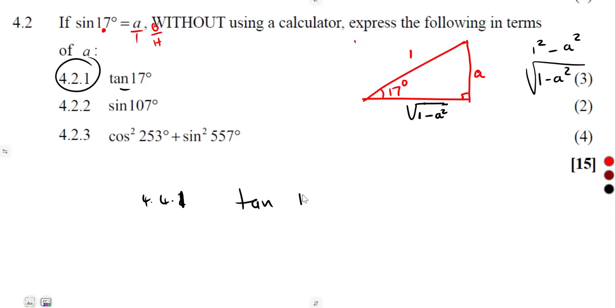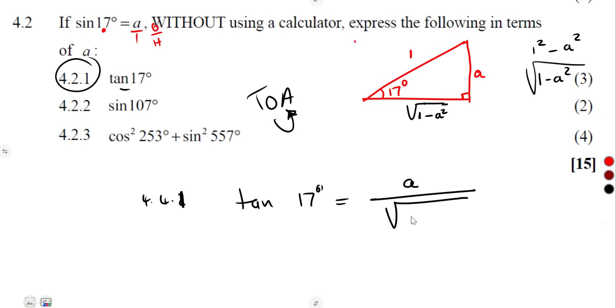The tan of 17 degrees. Remember, tan from our SOH CAH TOA is opposite over adjacent. So this is our opposite and this is our adjacent. So it is going to be A over the adjacent, the square root of 1 minus A squared. All right, that is tan 17.